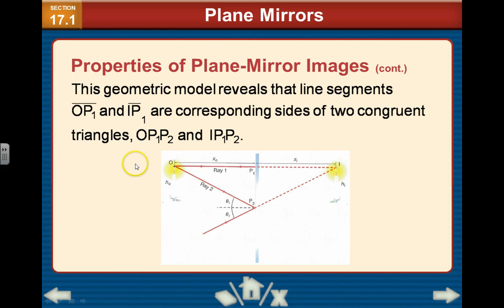And so if we look at a little bit of geometry here, we have some line segments. We have this line segment of OP1 and IP1. These line segments are the same, and they're the corresponding sides of two congruent triangles. Again, if you draw a line down where the mirror is at, you could see a triangle over here. We see a congruent triangle on the other side. They share a side, they have common angles.